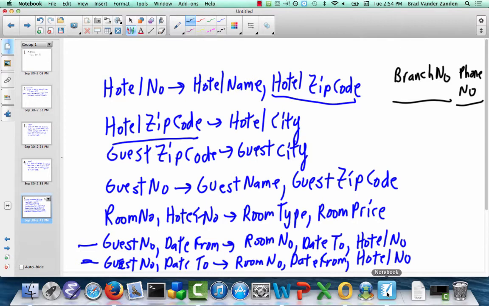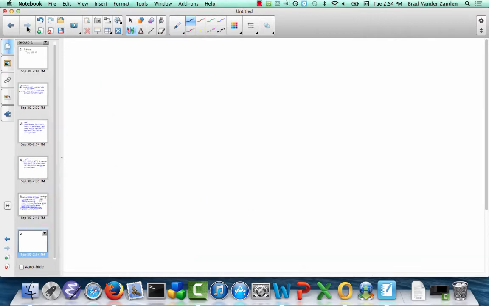A partial dependency is one where the primary key consists of multiple attributes, and you have other dependencies where the left-hand side is a subset of those attributes. Let's say the primary key is ABC. If you have a functional dependency of AB determining D and E, then that is a partial dependency because the attributes on the left-hand side, the determinant, are a subset of the primary key. So we go from first normal form to second normal form by eliminating partial dependencies.